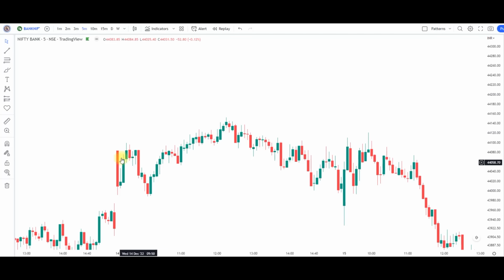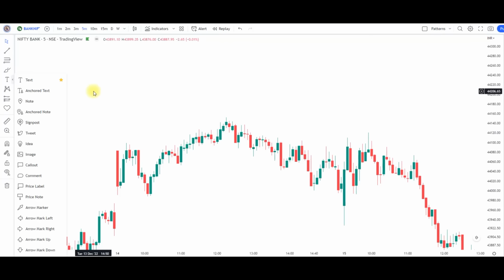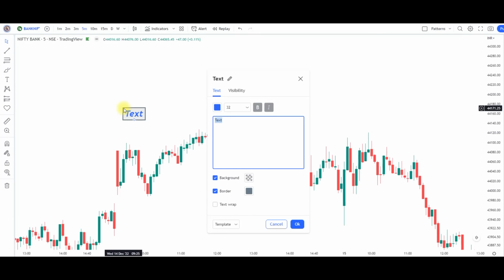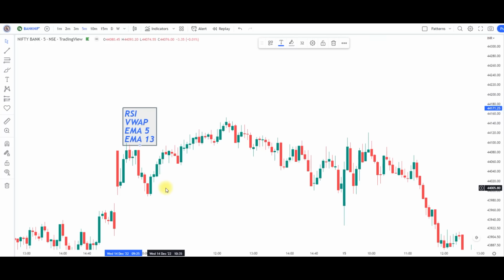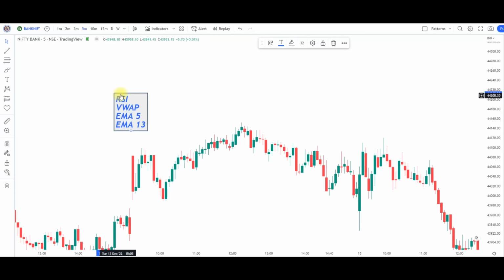For this strategy, we need 4 indicators. I will show you one by one. First is RSI, second is VWAP, and we need 2 EMAs, that is EMA 5 and EMA 13. The time frame we are going to use for this particular strategy is 5 minutes.